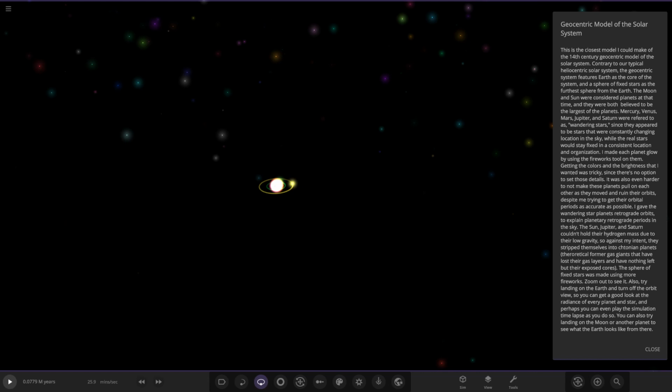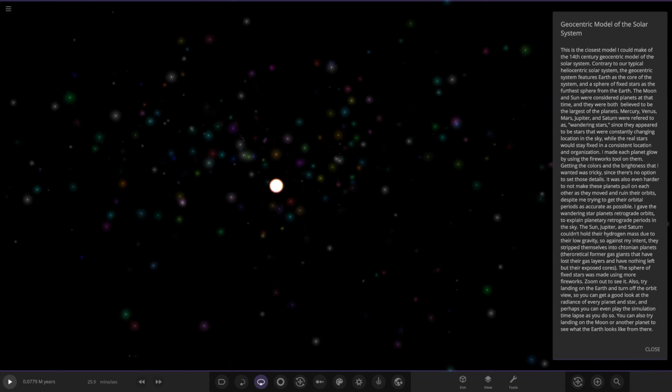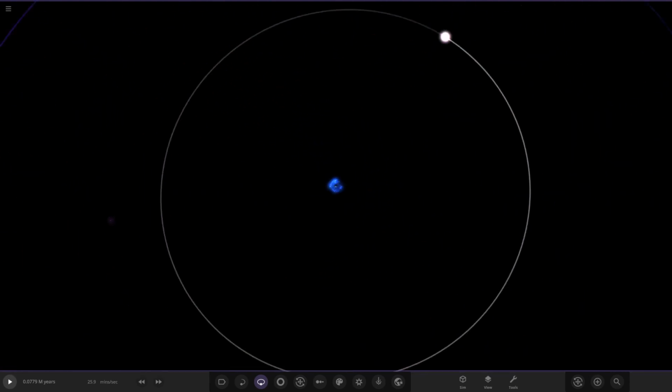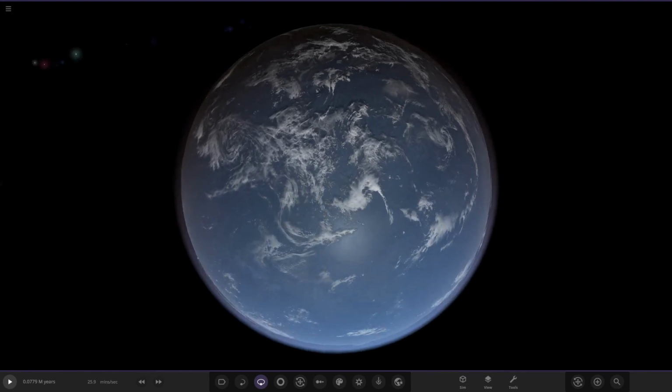You can also try landing on the moon or another planet to see what the Earth looks like from there. So here we are. Right, so we can go ahead and close that. So the Earth at the centre of the universe, literally, as we can see here. Back in the 14th century, the very centre of everything was our very planet. So here is the Earth in the very centre.